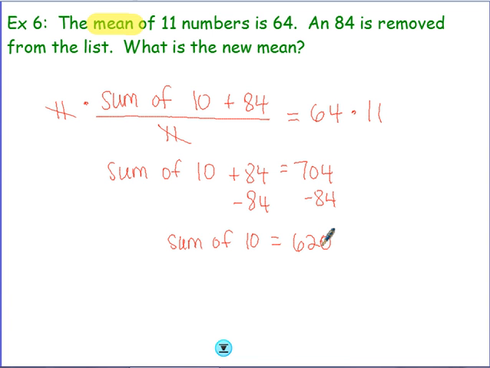Now I want to find the new mean. Well, normally when we find the mean, we add up all the numbers. Well, that's already done here. This is adding all the numbers up. After I add up all the numbers, I divide by however many numbers there are. So I'm going to divide by 10 numbers. So my sum, which was 620, I'm going to divide by 10 numbers, and I get a new mean of 62. And it should make sense. If the old mean was 64, and I took away a number, the new mean should go down.